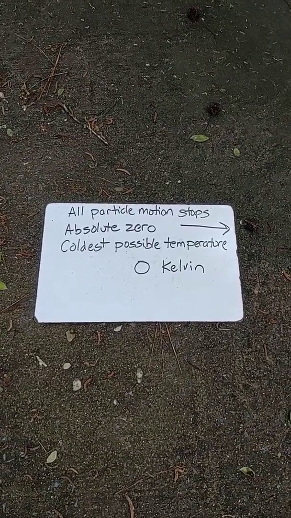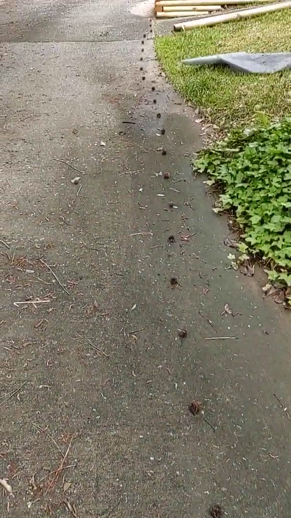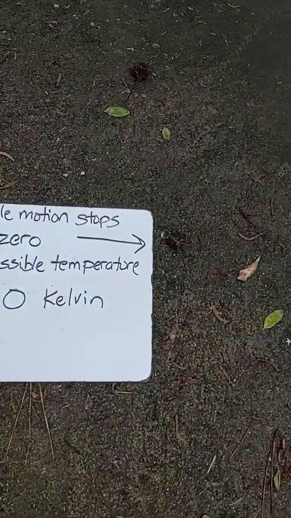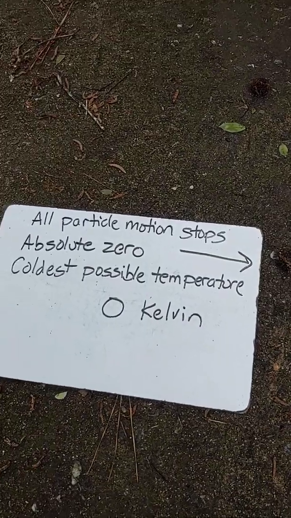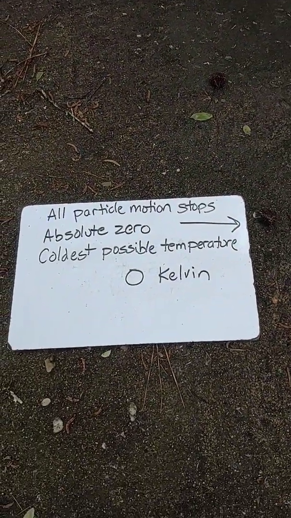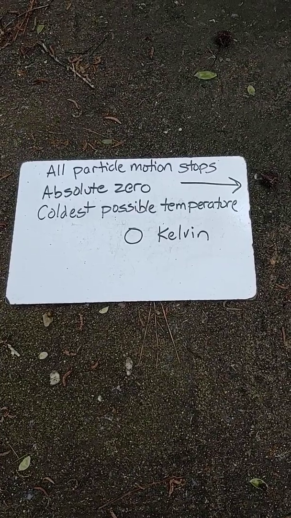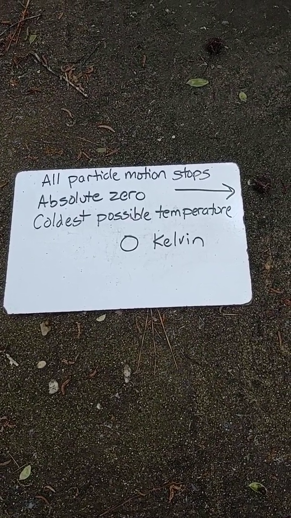So I've laid out gumballs all along my driveway, about a foot apart. This is the bottom one, right here, and I'm calling this absolute zero. Absolute zero is the temperature at which all particle motion stops. It is the coldest possible temperature, all right?